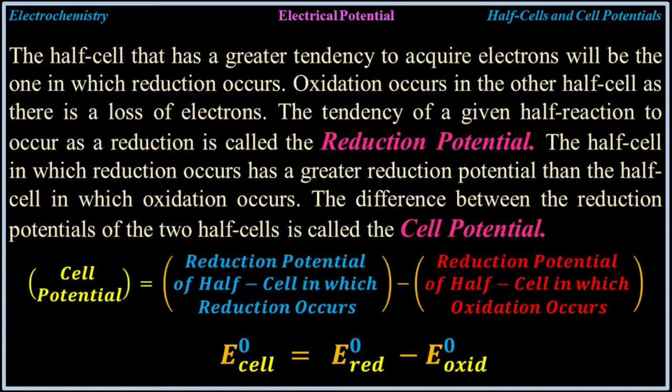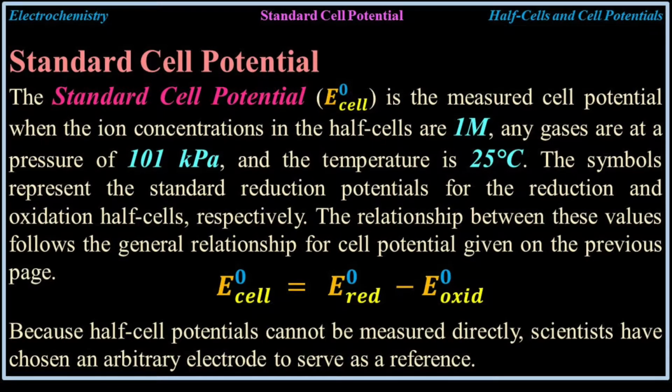Cell potential equals reduction potential of half cell in which reduction occurs minus reduction potential of half cell in which oxidation occurs. So E naught cell equals E naught reduction minus E naught oxidation. This equation is going to become very important in the rest of the section. Standard cell potential. The standard cell potential, E naught cell, is the measured cell potential when the ion concentrations in the half cells are 1 molar.